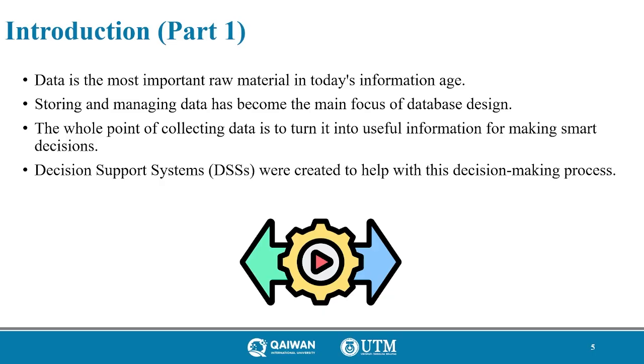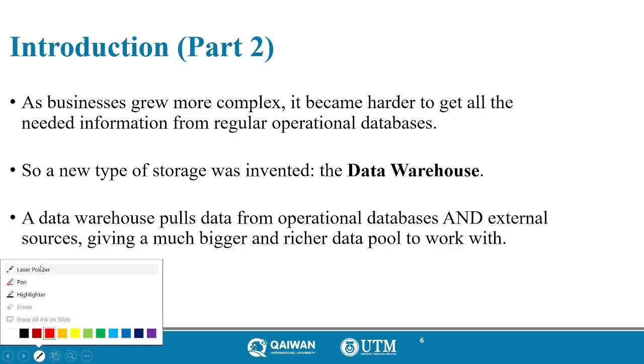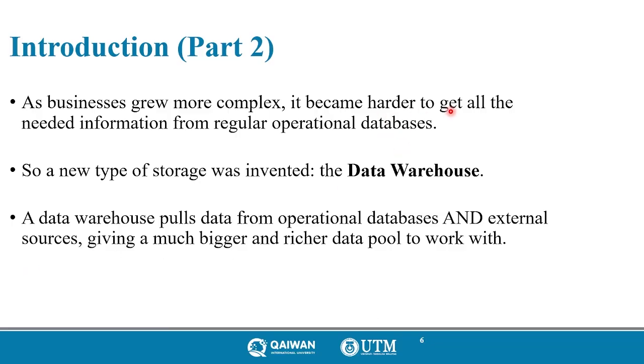Now, a decision support system, DSS, was created to help with the decision-making process. As a business grew more complex, it became harder to get all the needed information from a regular operational database. What do we mean by operational database here? I mean the normal database or normal system that I created; I cannot get a lot of information from only the logs or only the reports that I would see.